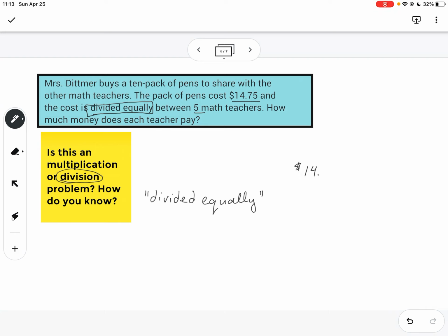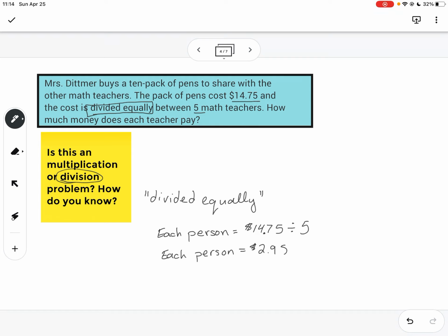So I'm going to take my, let's write this a little bit more clearly. So let's say each person is going to pay $14.75 divided by 5, because I'm splitting that total cost into 5 equal groups. So I've got $14.75 divided by 5. So that means that each person is going to pay $2.95.